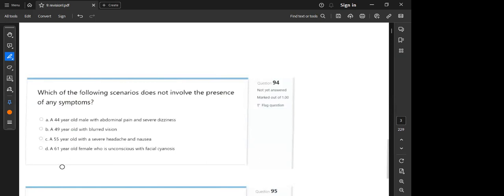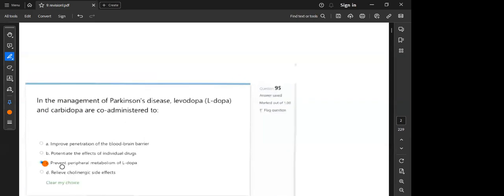What about other treatments for Parkinson's except for the carbidopa-L-DOPA combination? Can use dopamine agonists, such as bromocriptine. Yeah, any other?